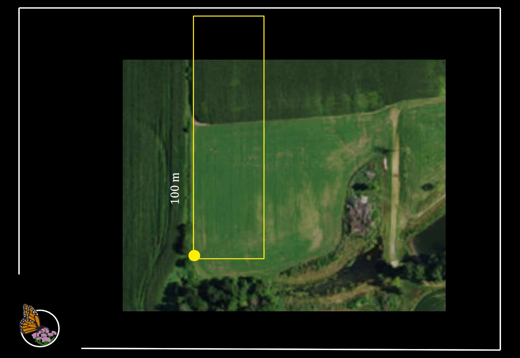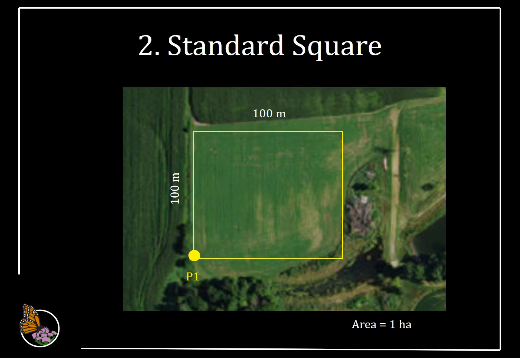If your site cannot accommodate a standard rectangle in any way, you may place a square instead. The standard square plot measures 100 meters by 100 meters and maintains the standard plot size of 1 hectare. You will place the plot in the same way we explained with the standard rectangle, but each side of the square measures 100 meters instead of 200 or 50.